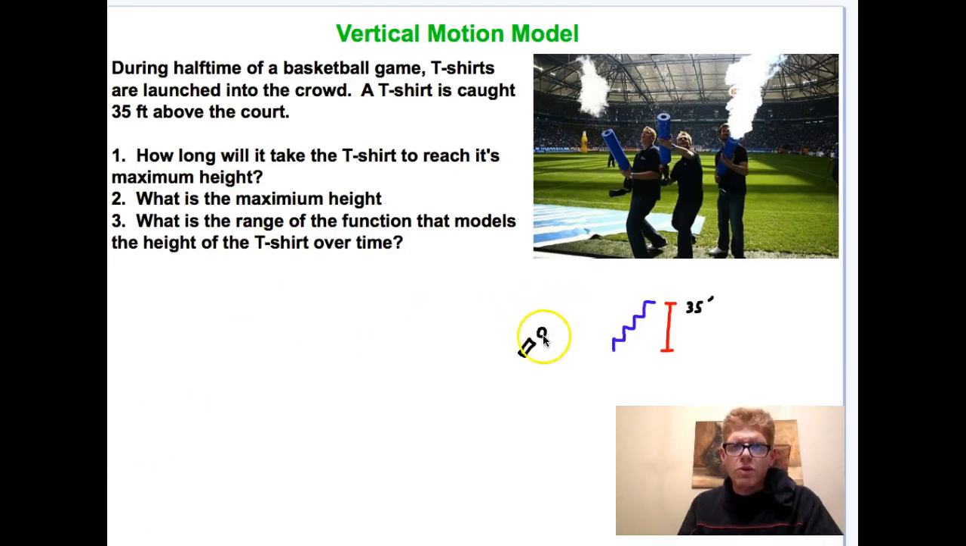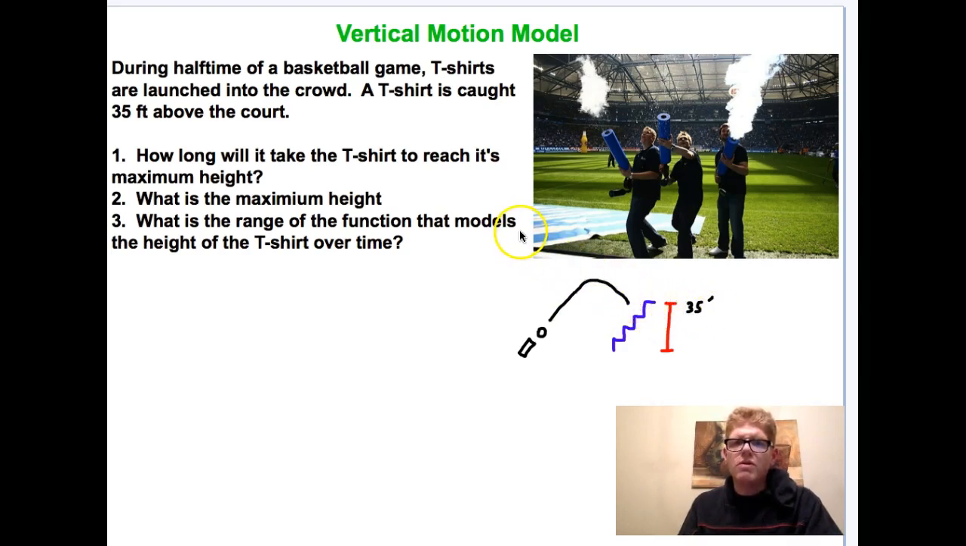So we know that when you launch something into the sky, it goes in a parabolic arc, an arc that looks like a parabola. So it's going to kind of look like this. If it shoots into the air, it'll go up and it'll go up and it'll go up and then it'll reach its top and then it'll start coming back down. And we know that the t-shirt was caught at 35 feet.